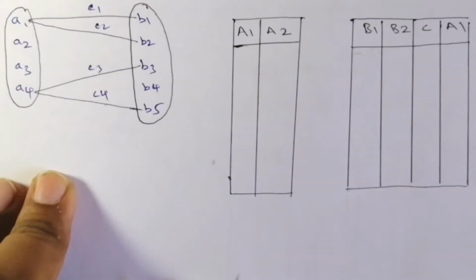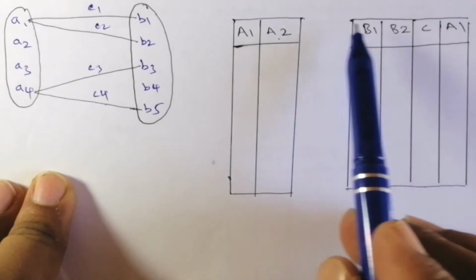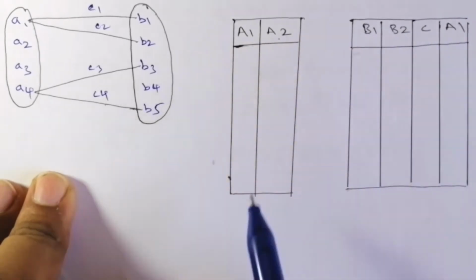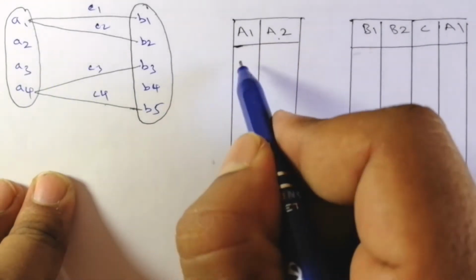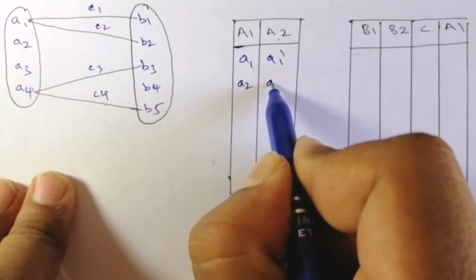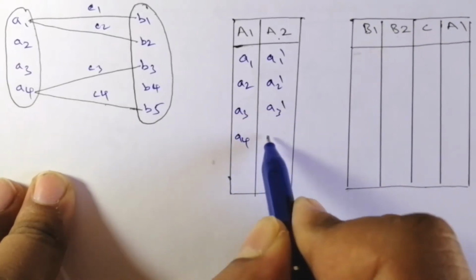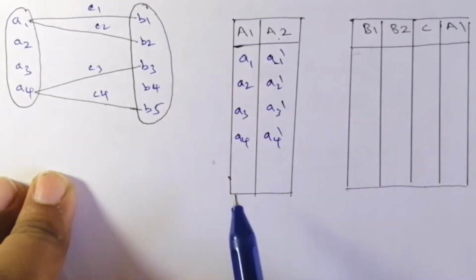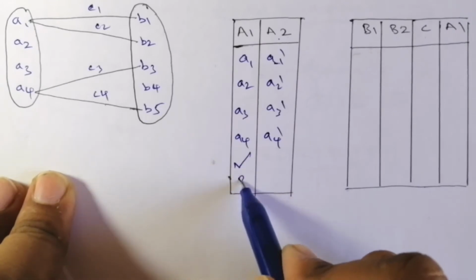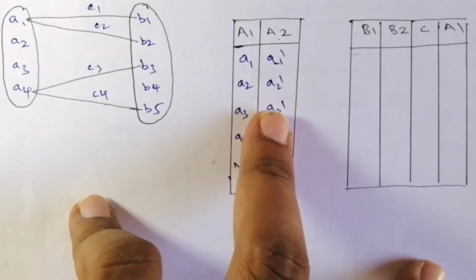Now this is the possibility, that is, we have taken two relations: A1 A2, and B1 B2 C and A1. For A1 A2, if you take the combinations A1 A1 dash, A2 A2 dash, A3 A3 dash and A4 A4 dash, not a problem here. A1 is suitable as the primary key, so it's okay. Now let us check for this side.